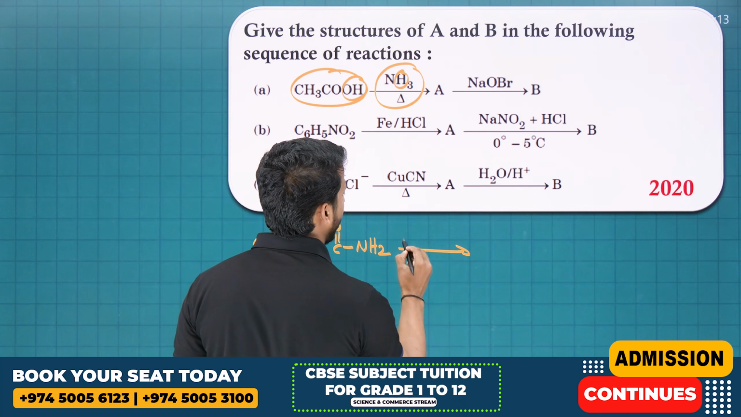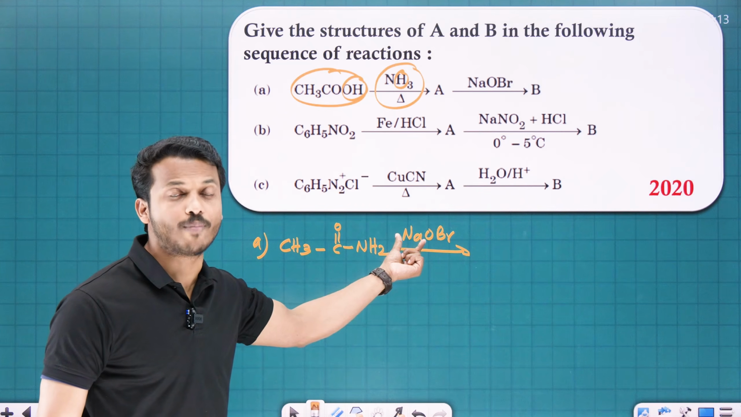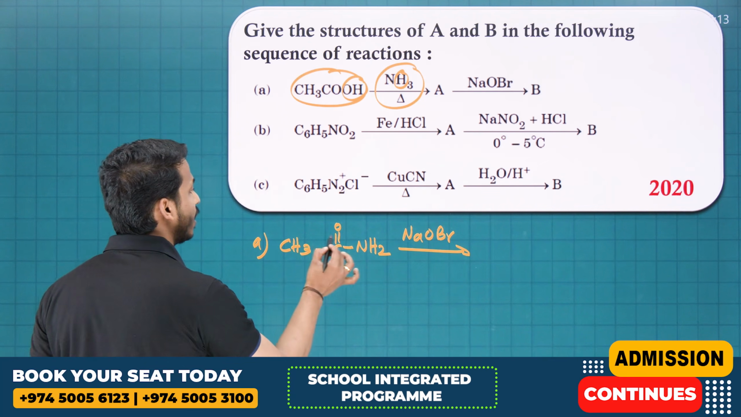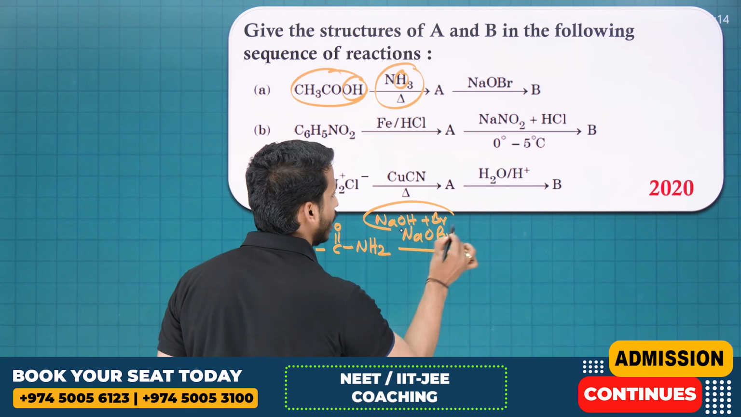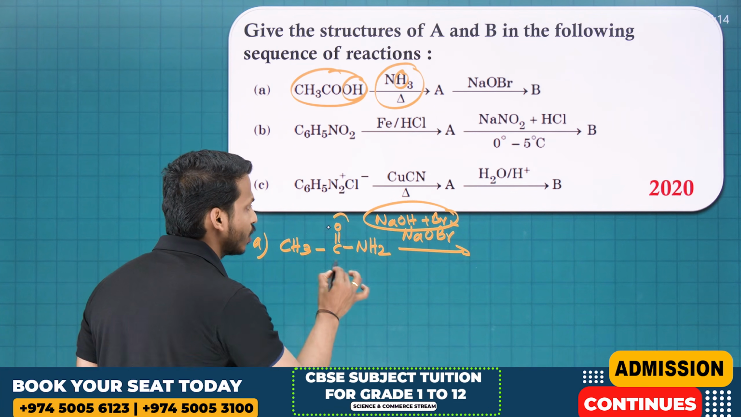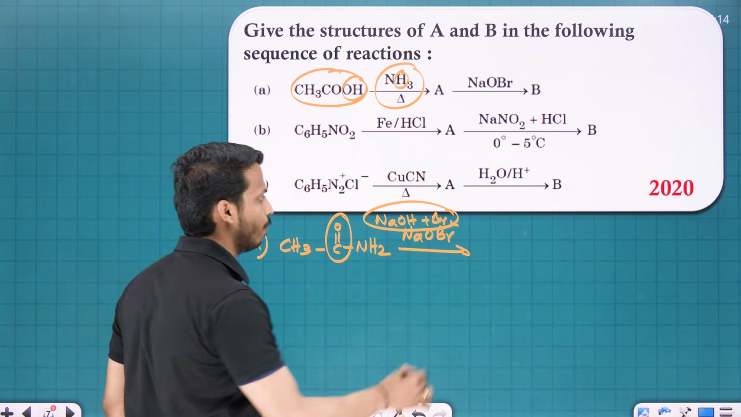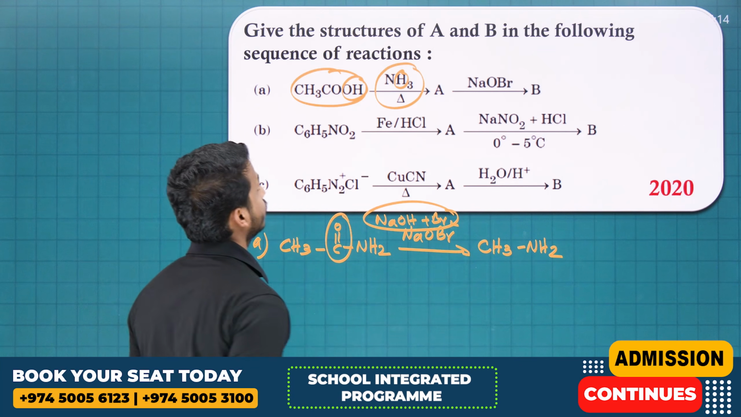This is treated with NaOBr. Dear all, this is nothing but our Hoffmann reaction, okay? Normally in the Hoffmann reaction, what do we write? NaOH and Br2. Instead of that, we write NaOBr, the same reagent. So in a Hoffmann reaction the CO group is removed. What we get is CH3NH2. That is the product, methanamine.